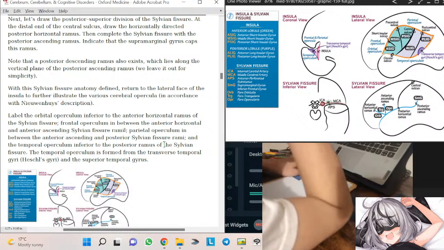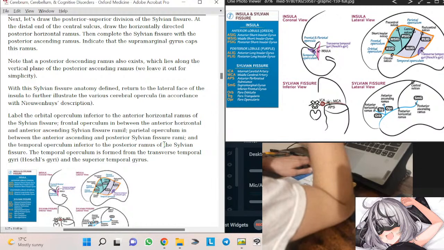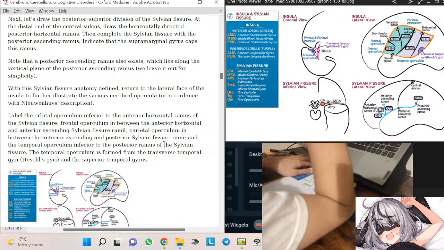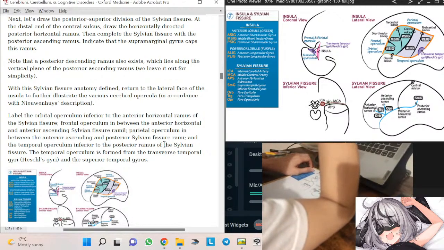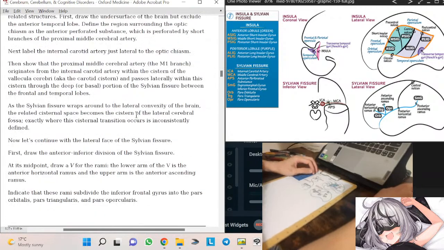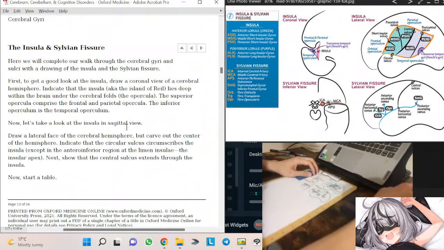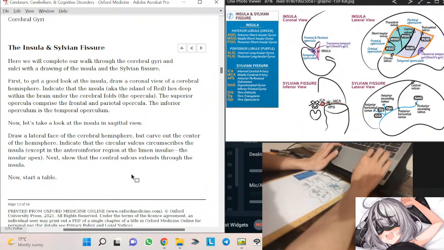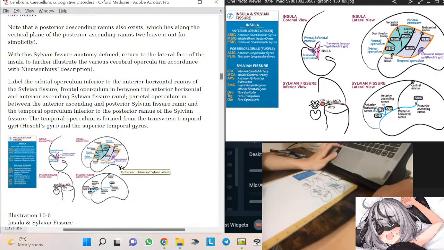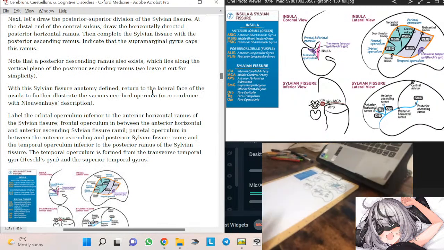parietal operculum in between the anterior descending and posterior Sylvian fissure rami, and the temporal operculum inferior to the posterior ramus of the Sylvian fissure. The temporal operculum is formed from the transverse temporal gyri, Heschl's gyri, and the superior temporal gyrus. Okay, now we can draw, I think.